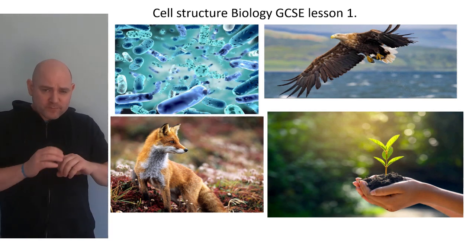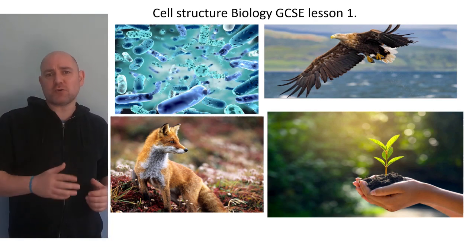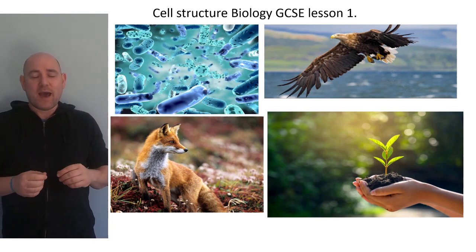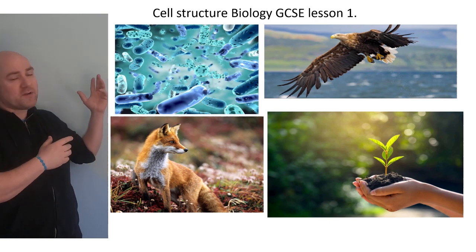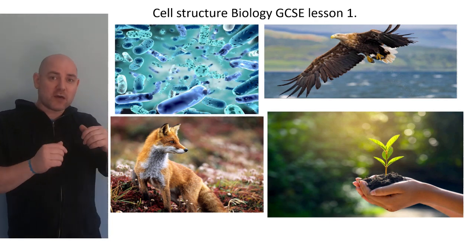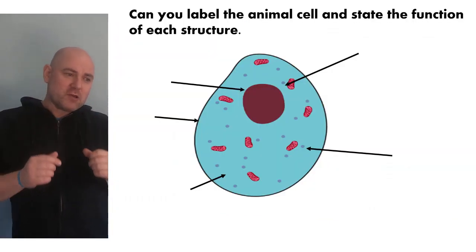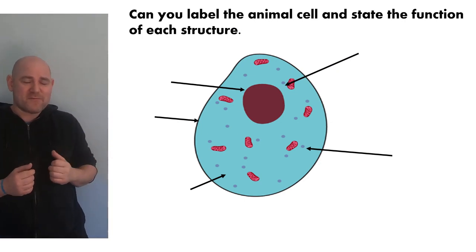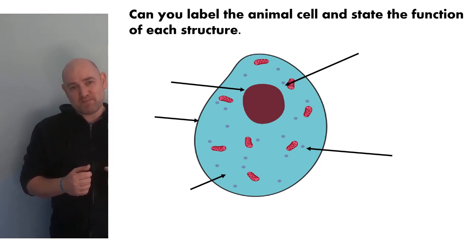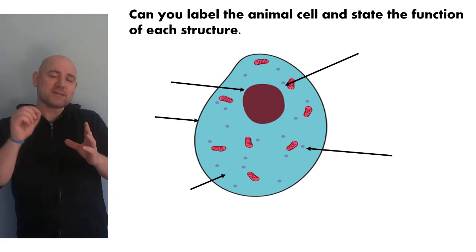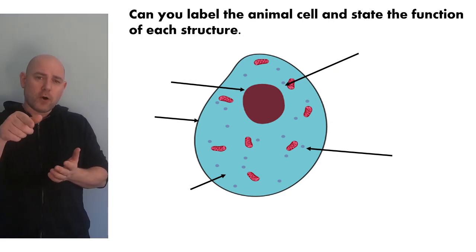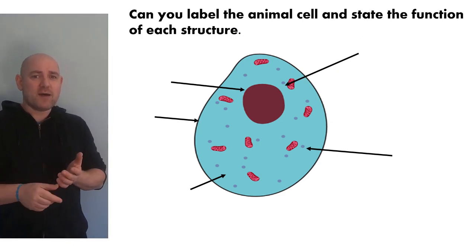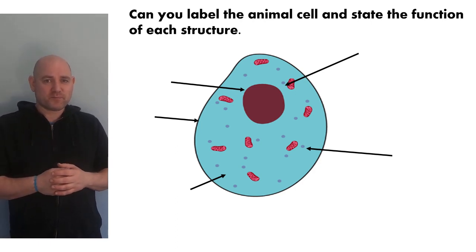Living things are all made of tiny biological units called cells. And we'll find those even in microorganisms. So let's get on with the first cell. Can you label animal cells and state the function of each structure? Well, I suggest it's a good idea to have a paper and a pencil with you. Pause the video, copy this down, and then see how you get on.